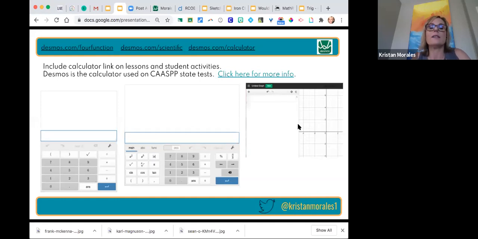What I like to do is embed these links into HyperDocs. You have a daily HyperDoc, or really any worksheet that I'm doing with students. I basically build everything in Google, and then I include this link. So if there's an activity where I want students to use a calculator, I give them these links so that they can actually use the calculator that they're going to need for CAASPP testing. It's definitely a free, high-quality calculator that you should be using all the time with your students, whether it's younger grades, scientific, or graphing.